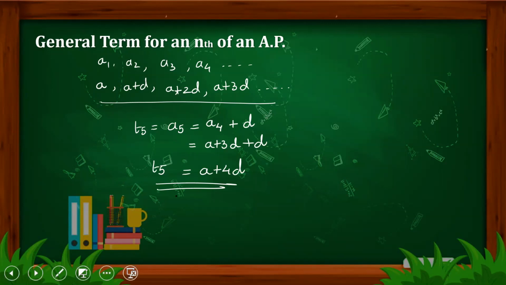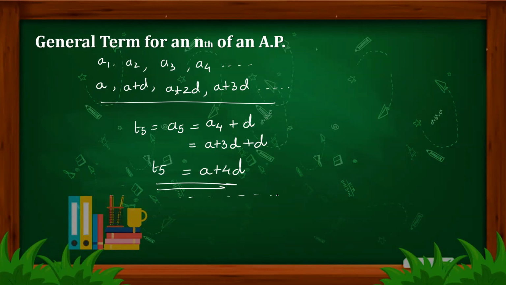So if the question tells me, okay, find the 100th term, we are not going to actually keep on adding D for 100 times. It will consume a lot of time. They would even ask you to find out the 500th term, 990th term. That's not practically possible. So we need to have a general form, right?